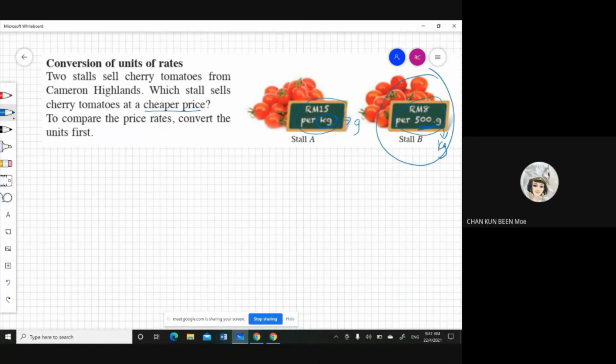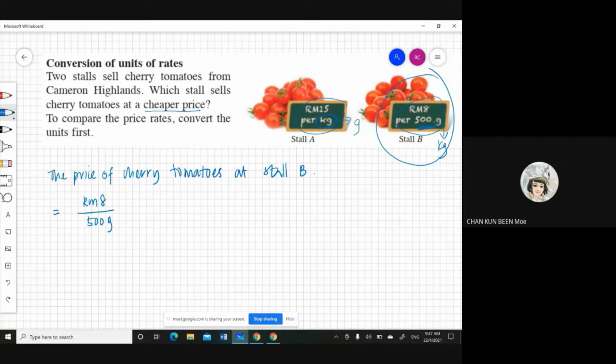Store B. The price of cherry tomatoes at stall B. So we want to look at B. Now we write down the red first. The red is RM 8 per 500 gram. Correct or not?